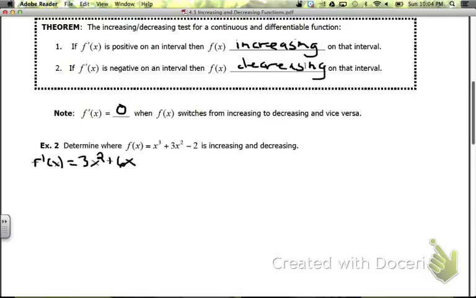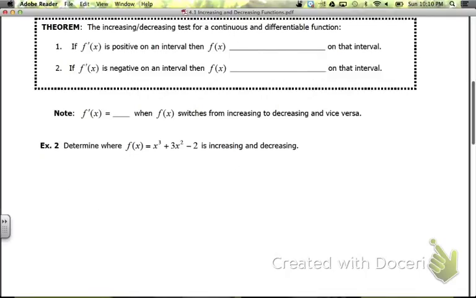And now, since we know where it's increasing and decreasing, we can find this by setting this equal to 0. If we set this equal to 0 and factor out a 3x from our right hand side, we're going to be left with x plus 2. So therefore x is going to be equal to 0 and x is going to be equal to negative 2. These are the two values that we'll be looking at.